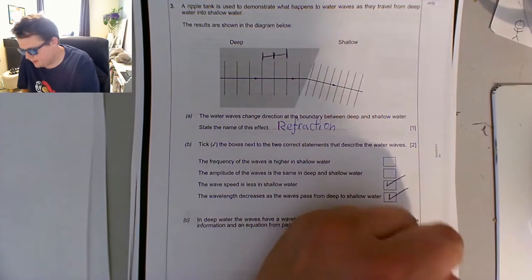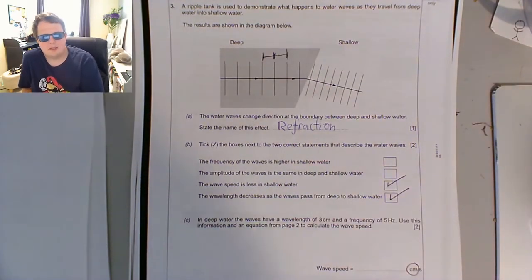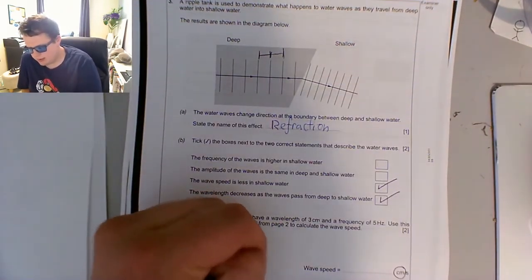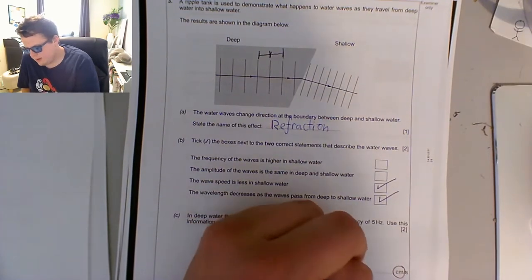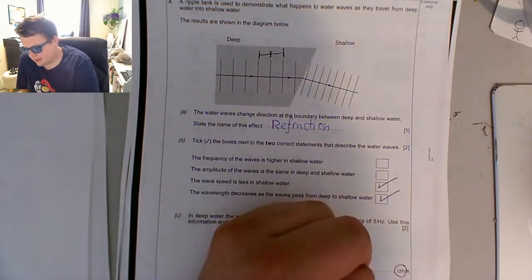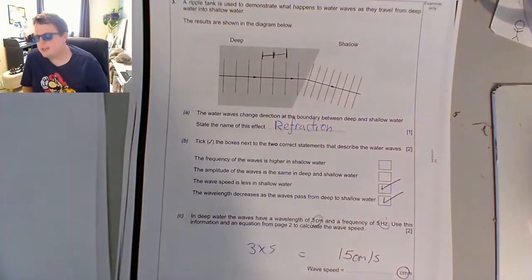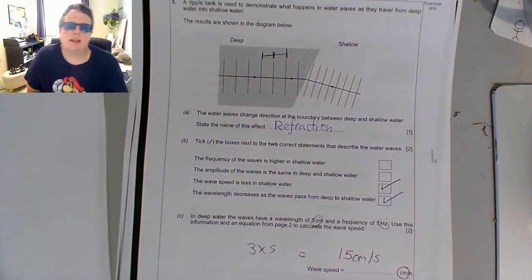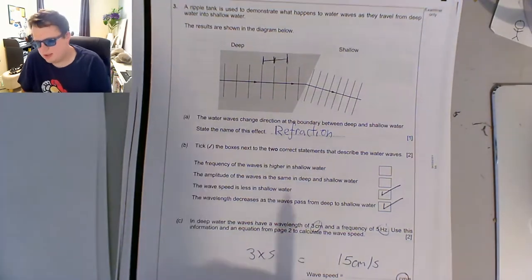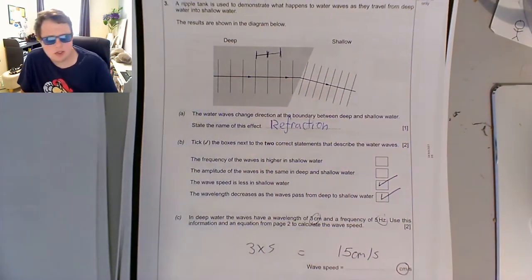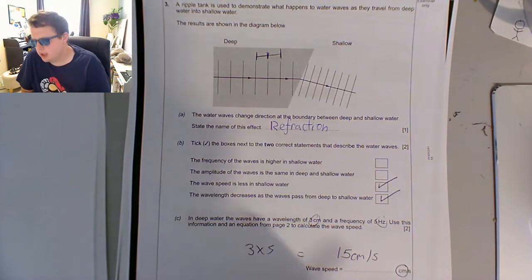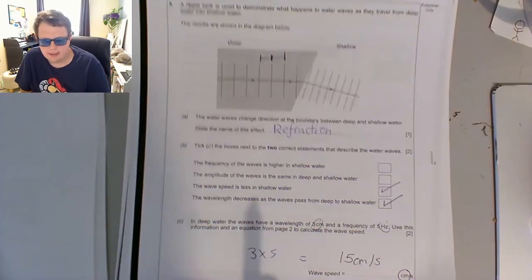Now, the units they've asked for are centimeters per second, so we can just do 3 times 5 is 15 centimeters per second, because this is in centimeters and hertz is the same as per second. So that gives us our correct units straight away. 2 marks, 1 for the substitution, 1 for the answer.